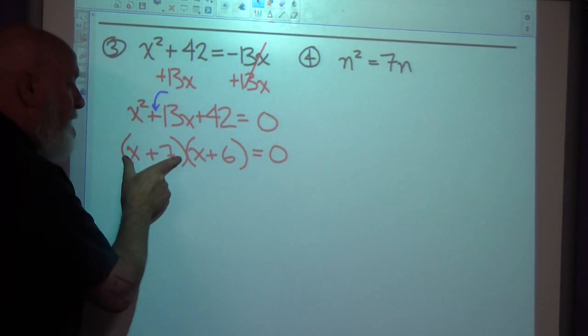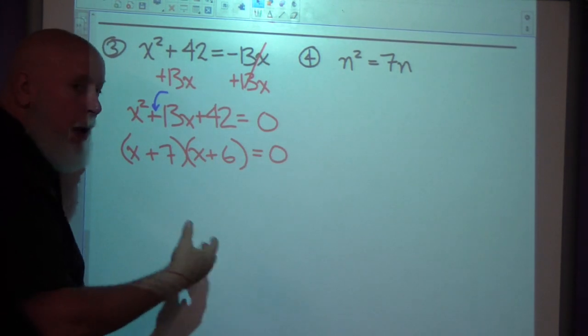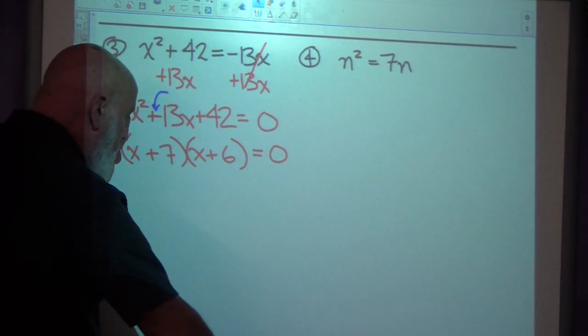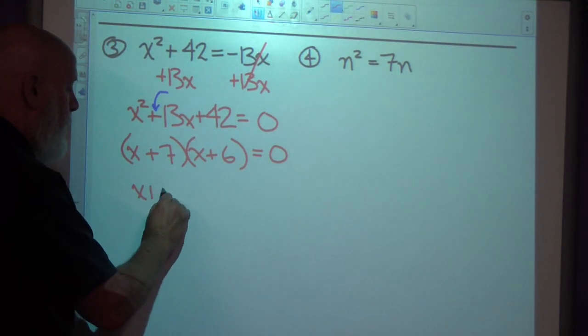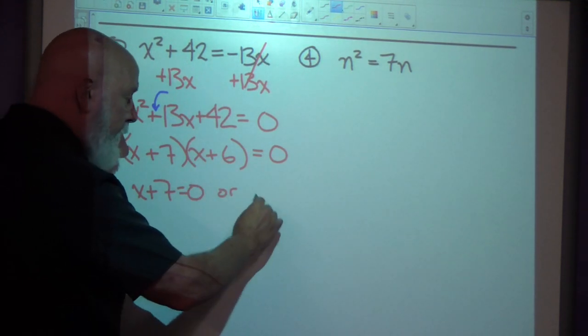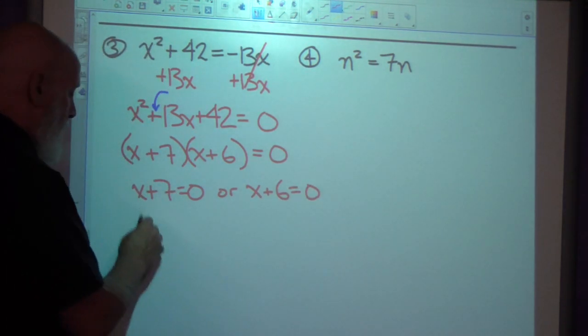Now I've got this factor times this factor is equal to 0. So I'm going to employ the zero product property. If this times this is 0, then either this factor is 0, and I'm going to write that, or this factor has to be 0. And we have two simple equations to solve.